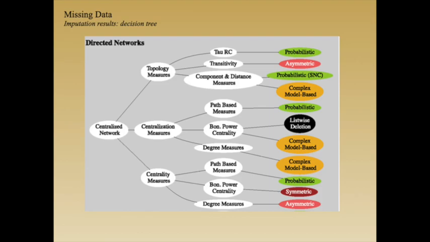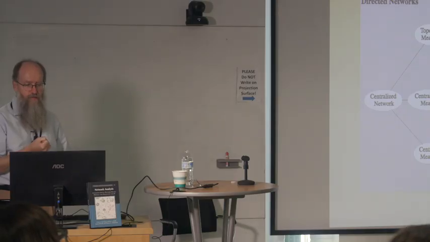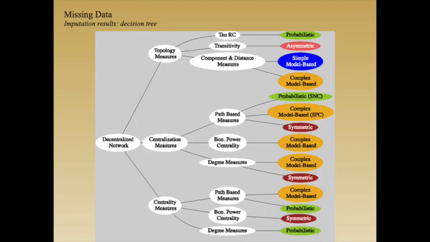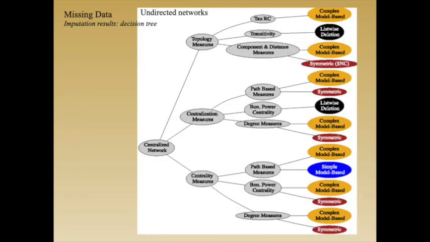So if you want to go into the model, you can say, I have a centralized network. I'm interested in calculating centrality measures and path-based measures. Then probably the best choice is a probabilistic imputation. If instead you have an interest in something like topology measures on undirected networks, then a complex model is what you're going to need. So these trees are in the paper if you want to go through and look at it.